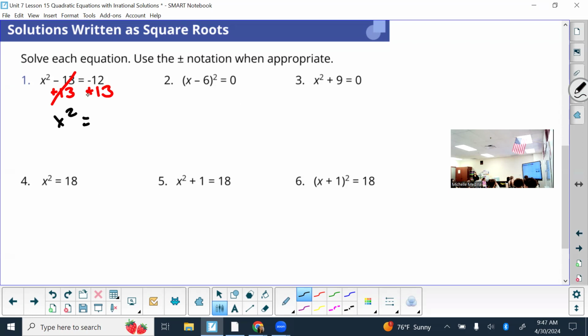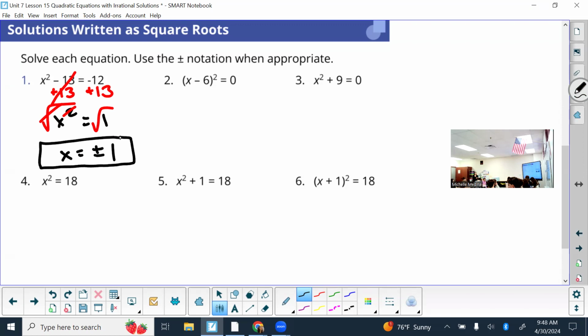So negative 12 plus 13 is... good. Opposite of squaring is square root, whatever you do on one side of the equal sign. And how many solutions do I have? 2. Anytime you square root, you should have that plus or minus symbol. What's the square root of 1? So my answer is plus or minus 1. I have 2 solutions for number 1.